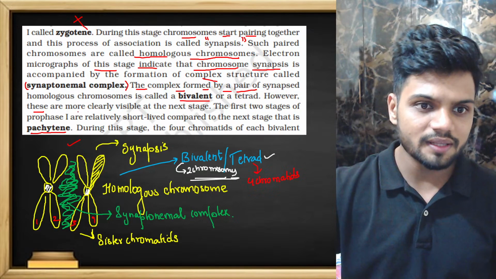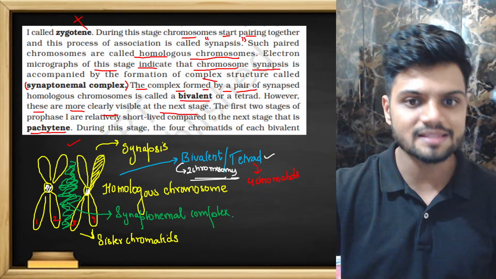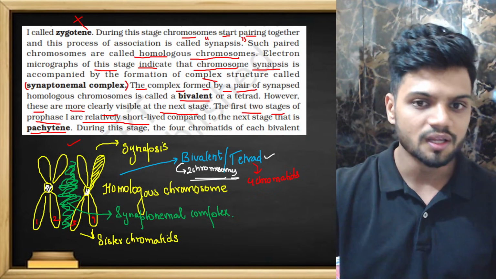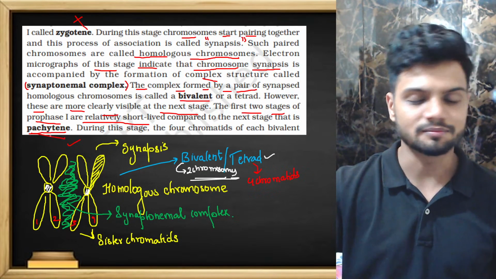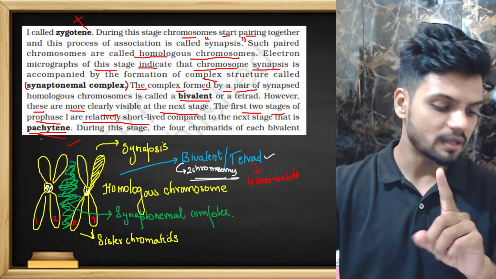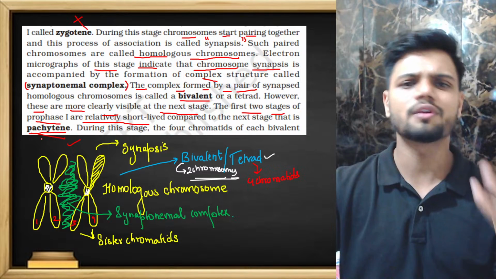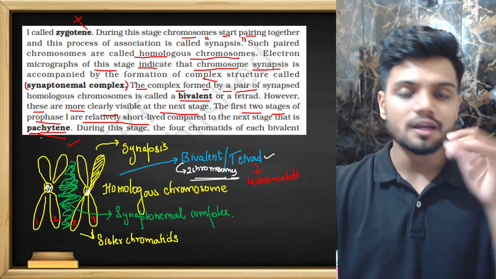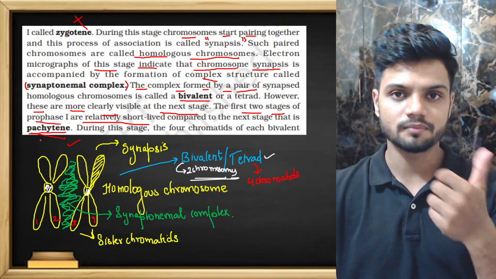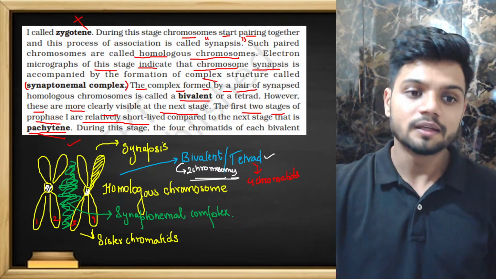However, these are more clearly visible in the next stage. The first two stages of prophase 1 are relatively short duration. The next stage is called pachytene. So bivalent tetrad is clearly visible in pachytene. Beautiful line of NCERT. And remember, students, leptotene and zygotene, both the stages are very short-lived.